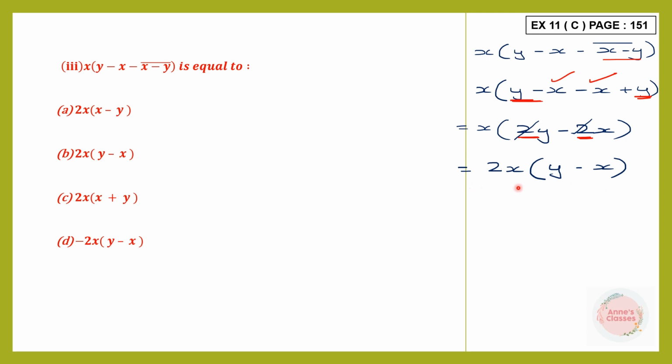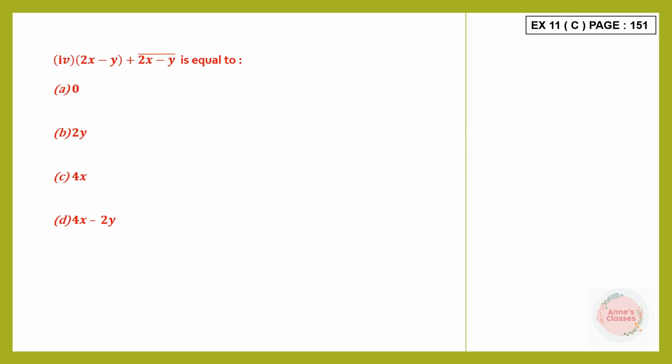Now let's see which option this is. 2x outside and within brackets y minus x. Here we have 2x but it is x minus y. Here it is 2x, y minus x. It's the same answer as this. So this is the answer that we got. So option B is the correct answer.